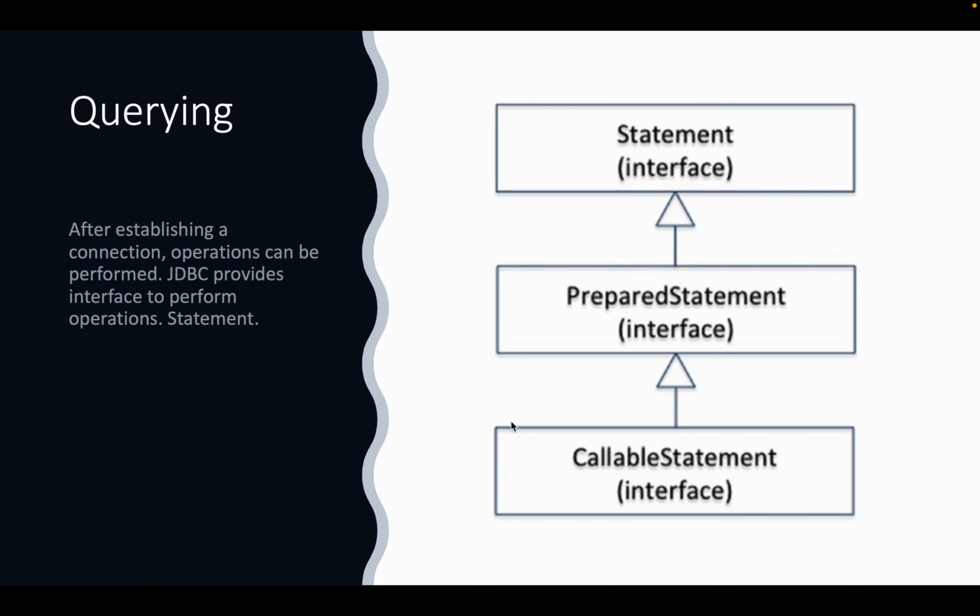Then querying the database. So we see that after establishing a connection to your database, operations can be performed. And JDBC provides interfaces to perform operations. Which interface is that? The Statement. And Statement is the top of the hierarchy. Then below the Statement, we have what we call PreparedStatement. Then we have CallableStatement. All these give us some individual features that others do not have.